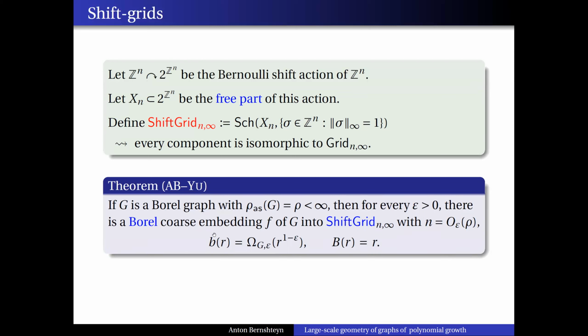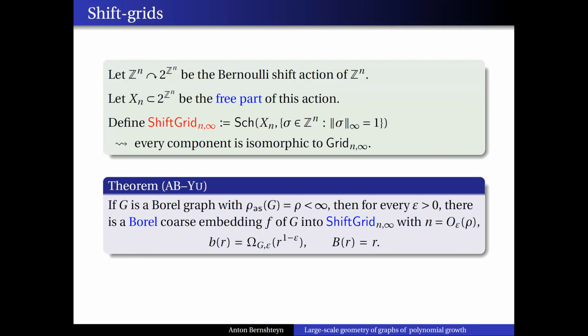For every epsilon, you can find a Borel coarse embedding of this graph G into the shift grid graph, where the dimension is linear in rho, and we have the same lower bounds on the lower and upper bounding functions, little b and capital B, right? So the difference here is that I inserted the word Borel in front of everything and changed the grid graphs to the shift grid graph.